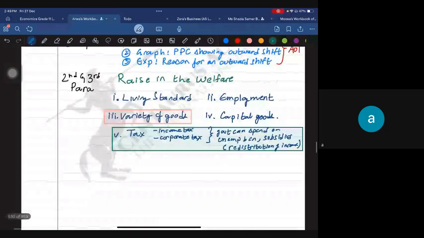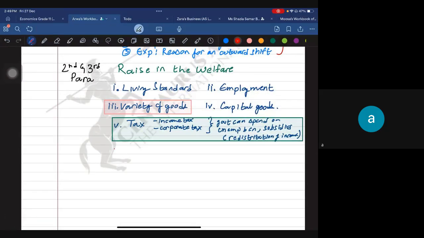Now, after the rise in the welfare, you are going to talk about the fall in the welfare. The opposite basically, or the negative things of it having an outward shift.